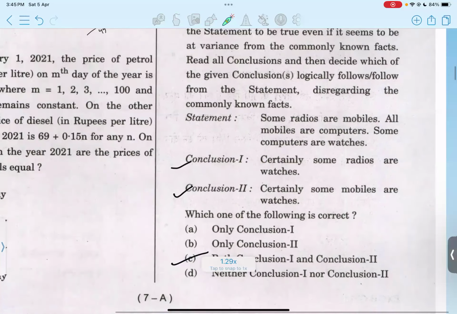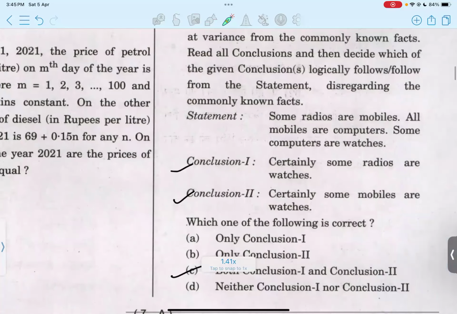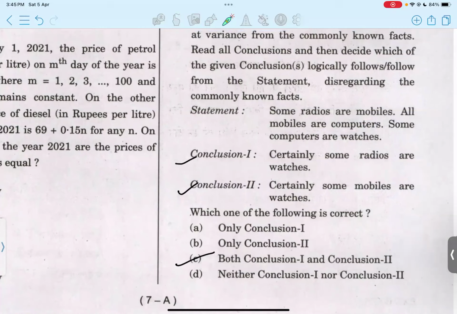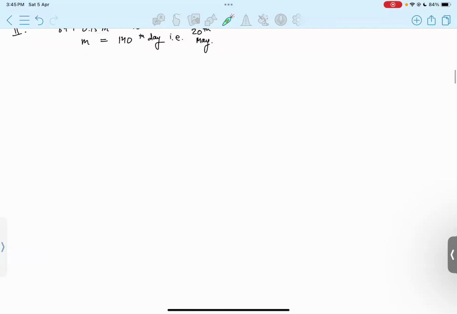Okay. But certainly some mobiles are watches. So it says there are some radios which are mobiles and all mobiles are computers. And out of that, some computers are watches. So certainly some mobiles are watches. बी वाला कंक्लूजन करेक्ट होना चाहिए था, ये ऑप्शन मैंने लगाया था लेकिन आंसर की में डी दिया हुआ है. ठीक है, then it is considering the extreme situation, because certainly लिखा है ना, तो certainly नहीं हो सकता है. That is why both are incorrect.